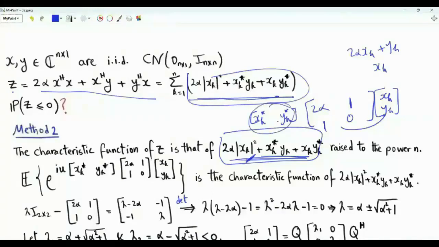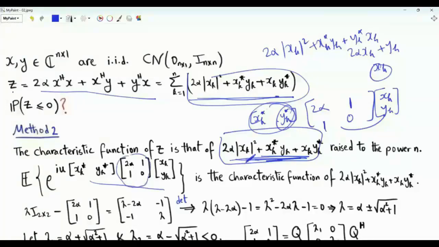Now, if we multiply from the left by this, we get 2 alpha xk conjugate xk, that's the magnitude of xk squared, plus xk conjugate yk. And finally, we get yk conjugate times xk. So this can be written in this form here. The matrix that we have in this quadratic form is a Hermitian matrix. This matrix is diagonalizable, and we can write down this matrix as a unitary matrix of two eigenvectors, and then a diagonal matrix containing the eigenvalues of this matrix, and both eigenvalues are real valued because the matrix is Hermitian.